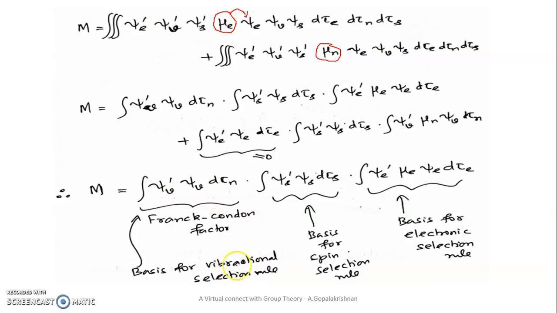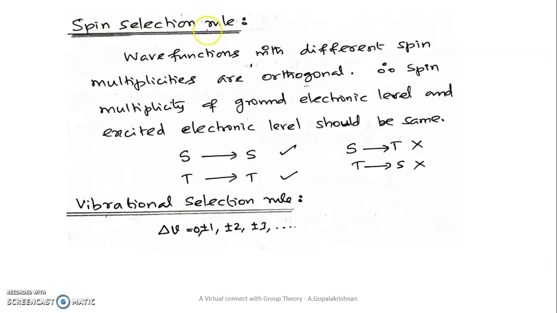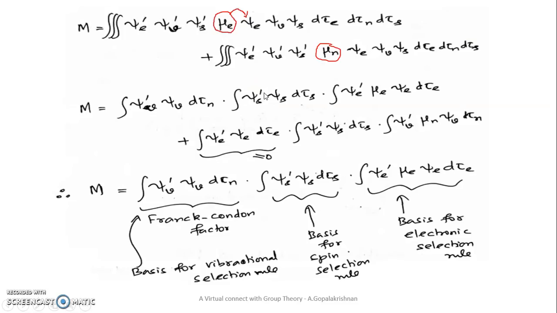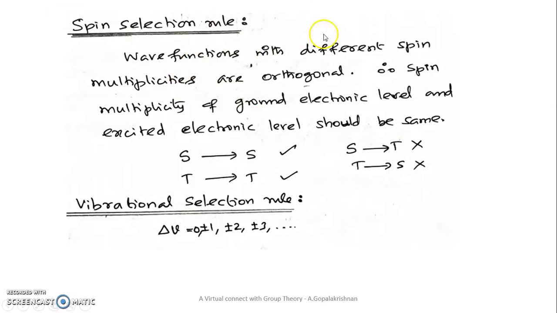Now listen, what is the selection rule based on these integrations? First one, spin selection rule. As I told you before, wave functions with different spin multiplicities are orthogonal. Therefore, spin multiplicity of the ground electronic level and this excited electronic level should be same. Then only the transition becomes allowed.